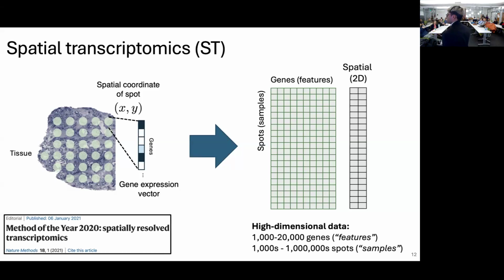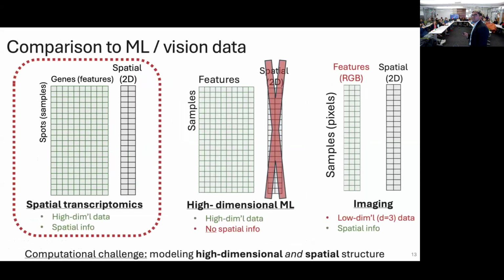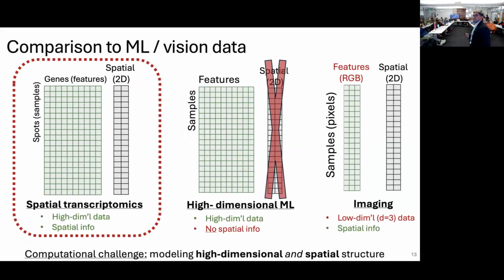And since this is at least partially a computer science department, I want to contrast this type of data with data that we might often see in machine learning or, say, computer vision. One of the interesting computational aspects is that you get both high dimensional data and spatial data. So for example, if you're working in machine learning or high dimensional data analysis, typically you don't also have this spatial information. Whereas in computer vision, in terms of pixels, you can get 2D spatial coordinates, but typically your features are low dimensional. You'll measure something like RGB. And so here, there are very interesting computational challenges figuring out how to model both this high dimensional structure of these different genes and the spatial structure.